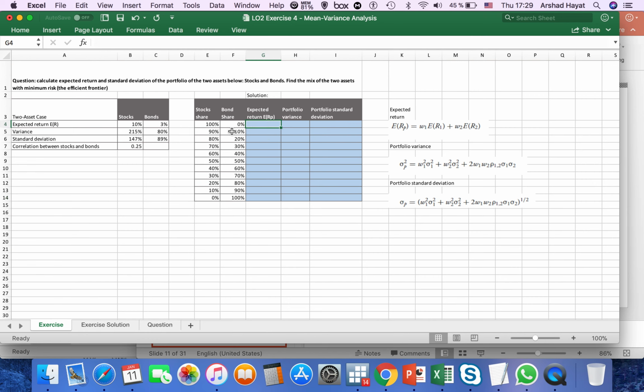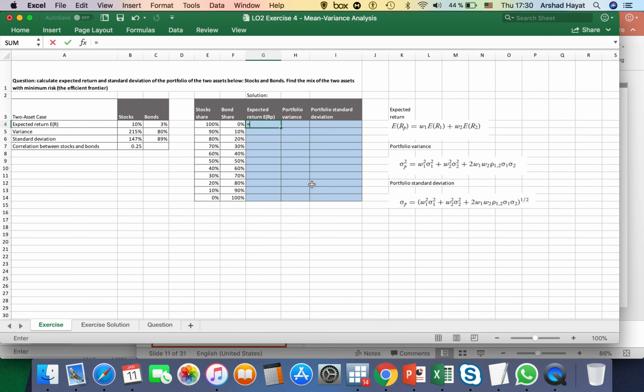The expected return formula is given here: expected return equals W1 times ER1, where W1 is the share of stocks and ER1 is the expected return on stocks, plus W2, the share of bonds, multiplied by ER2, the return on bonds. Let's calculate this here.